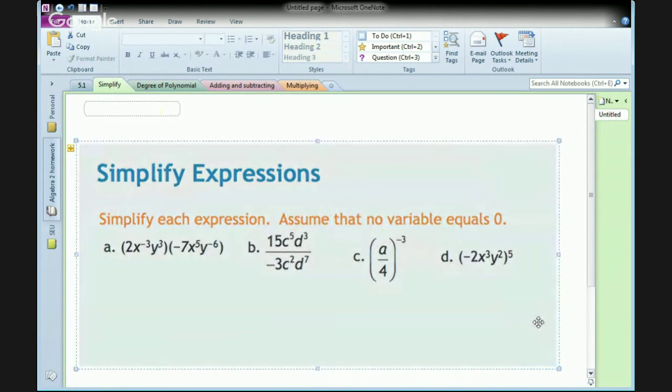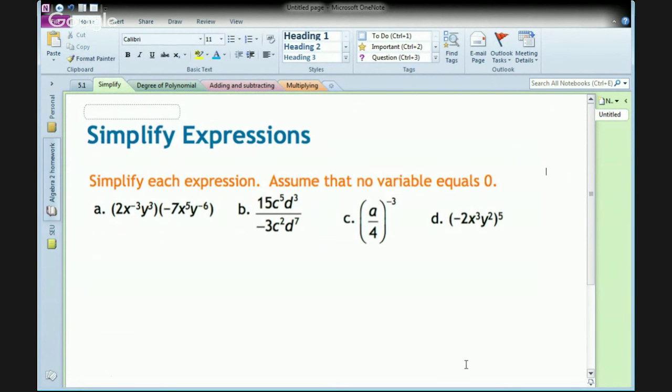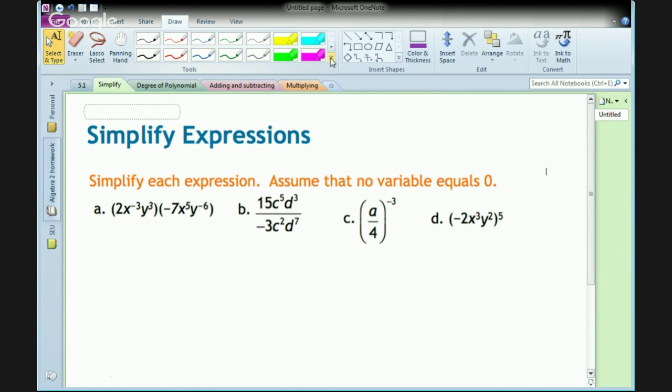So here are the type of expressions we saw in 5.1. And what we were doing when we simplified expressions was using our operations of exponents. I gave you a chart that had all of the different properties of exponents. That's what I'm going to use to solve these three examples. When I'm solving these, I'm looking at letter A. That's the first one I'm going to do.